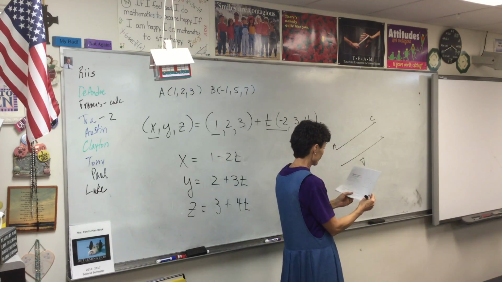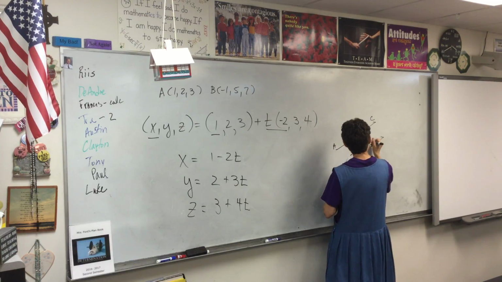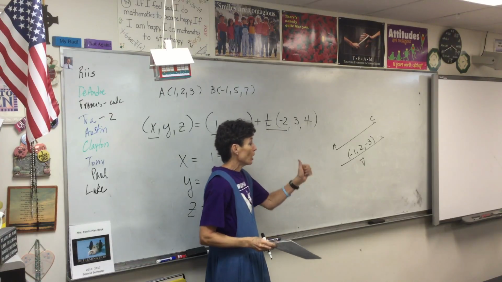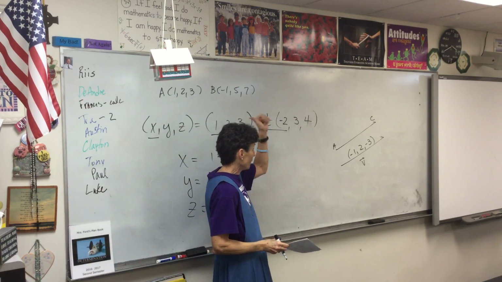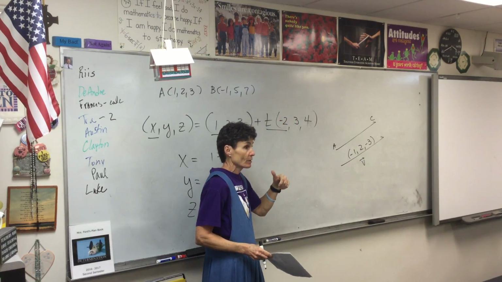Well, how does vector V go? -1, 2, -3. They tell me that. Vector V goes back 1, up 2, back the other way, -3 in the Z direction. Okay?